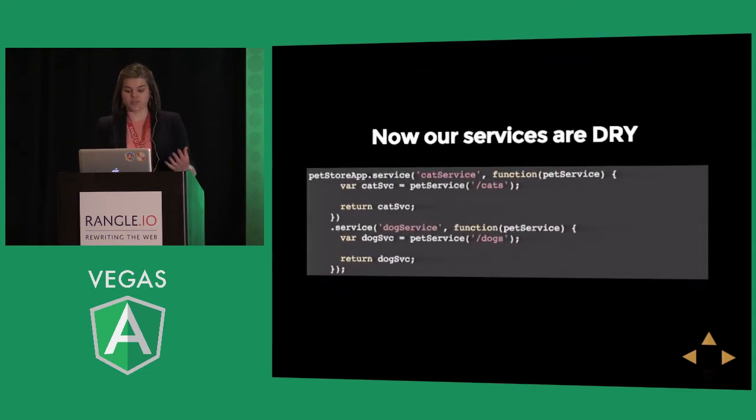And now my services are much more DRY. I can simply inject the pet service and then create an instance of it for my cat service and my dog service, specifying the endpoints. And now I only need to test the code that actually makes the calls to the API once in the generic service. And then here, I just need to test that that generic service is injected properly and called.